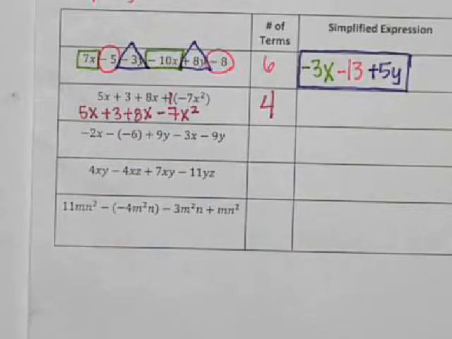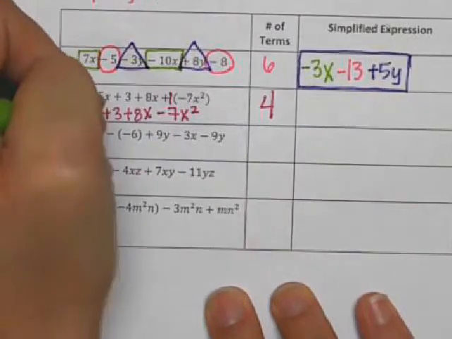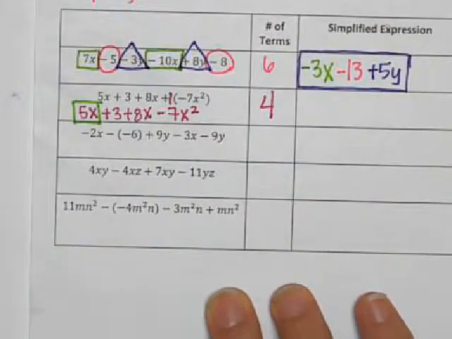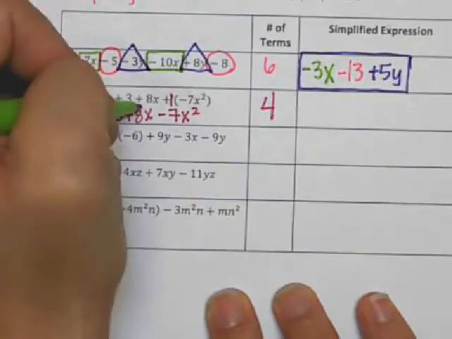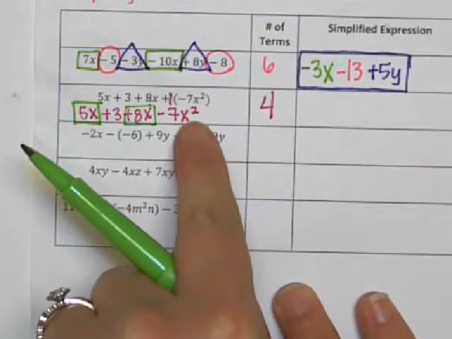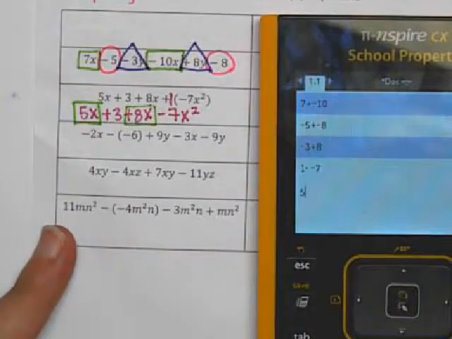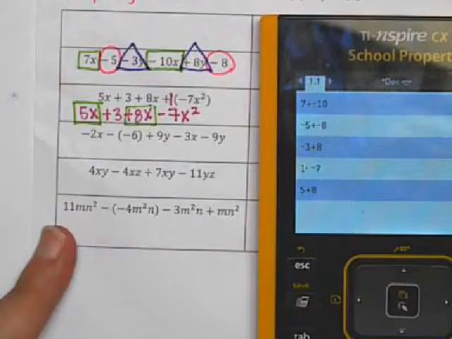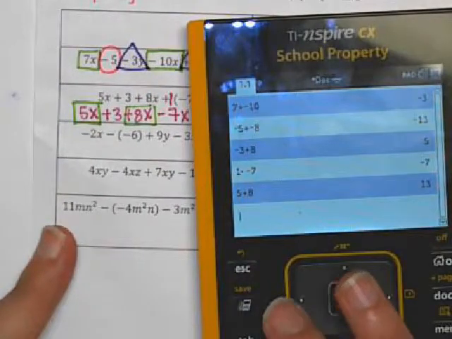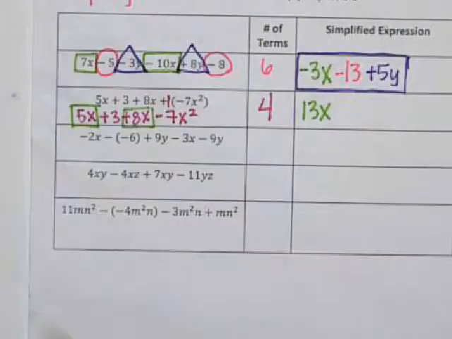And now I'm ready to combine them because I do not have any more parentheses in my problem. So I'm going to put a box around my first term. And its like term, which is the same letter and exponent, is 8x. This has the same letter, but it's got a different exponent, so those are not considered like terms. So I'm going to combine them, and I'm going to do 5 plus 8 in my calculator, which will give me 13. So 5 and 8 combined give me 13, and that's going to be 13x.